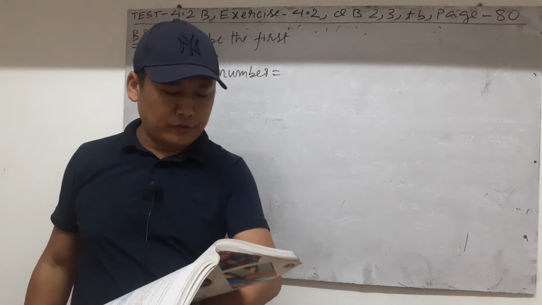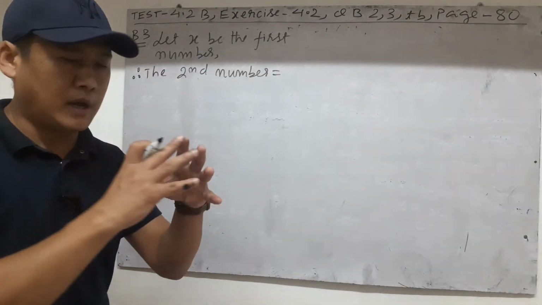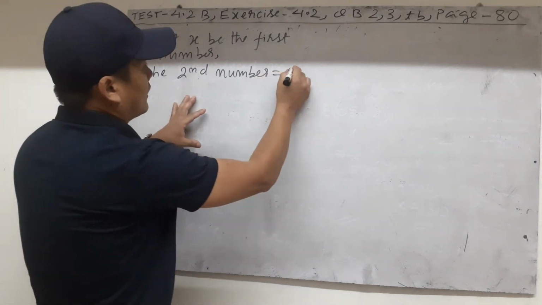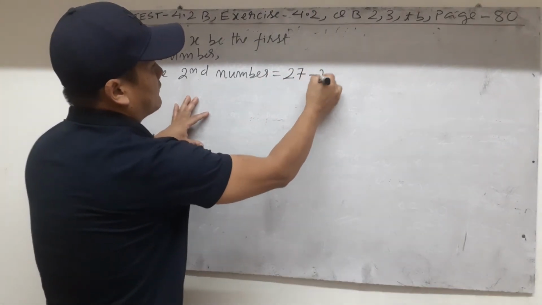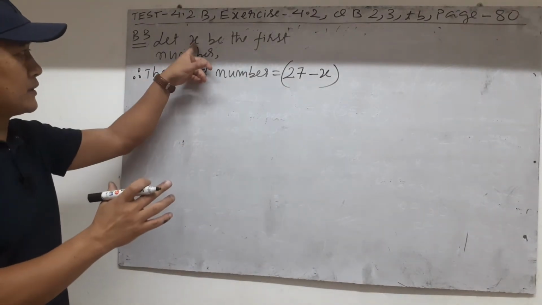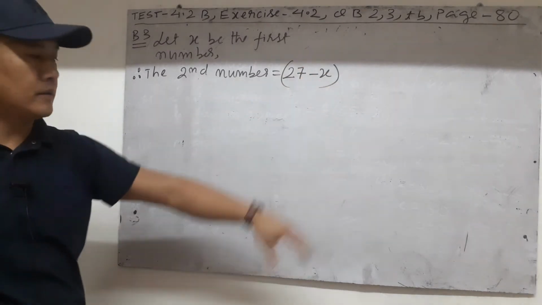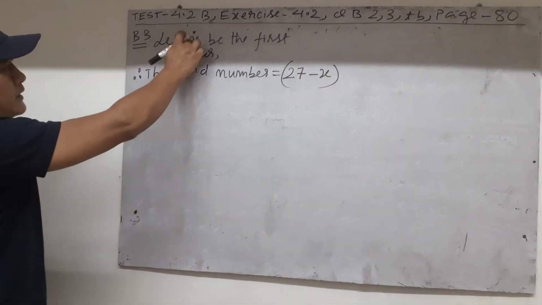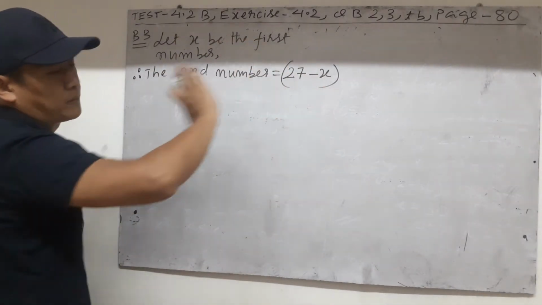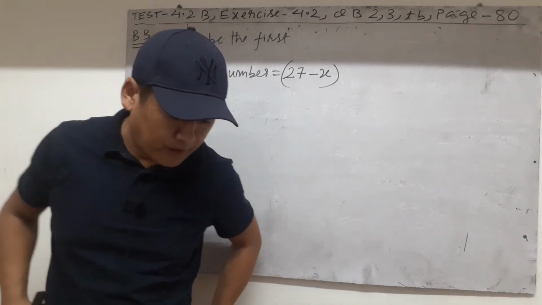Find two numbers whose sum is 27. So there are two numbers, their sum put together is 27, which means the second number will be their total minus the first number. I hope you got it. Together is 27. So if the first number is x, the other number will be 27 minus x. So x and 27 minus x are the two numbers we have to find.